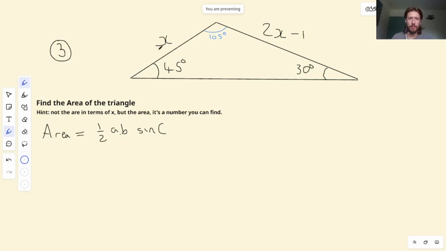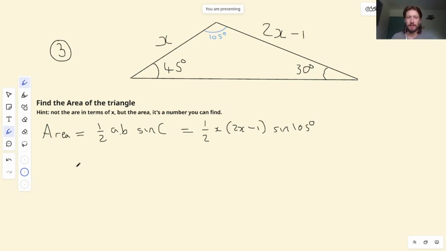But now we have a problem. We don't know what x is, and we don't want to find the area in terms of x. But maybe we can just write it down anyway. So 1/2 times x times 2x minus 1 times sine 105 degrees. Okay, great. Now, if we can find x, then we can find the area.